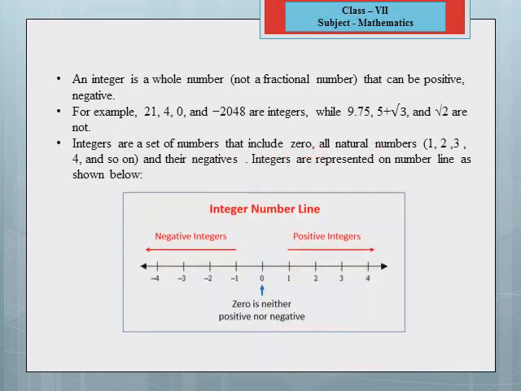Integers are represented on a number line as shown below. 0 is neither a negative nor a positive integer. Positive integers are represented on the right hand side, negative integers are represented on the left hand side.